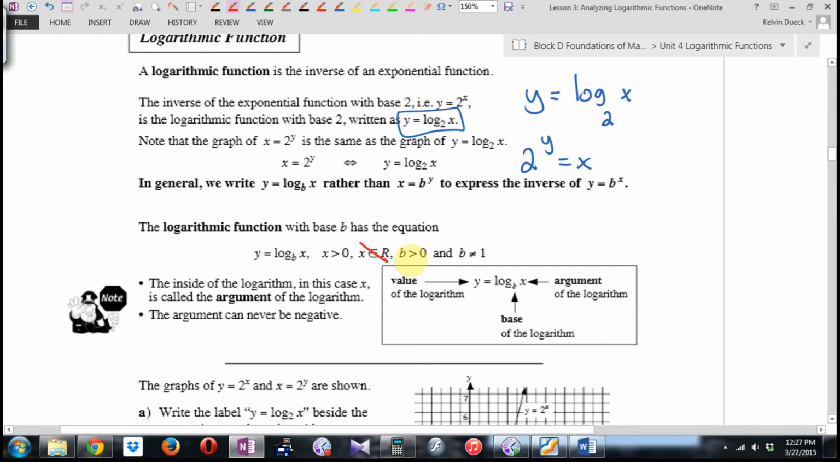The base has to be positive and can't be 1. And the reason we've said that is, what's 1 to the 3rd? What's 1 to the 4th? What's 1 to the 9th? What's 1 to the millionth? 1 doesn't behave like any of the other exponents. It doesn't work. So log base 1 is not going to get you anywhere because it doesn't follow the normal exponent rules.